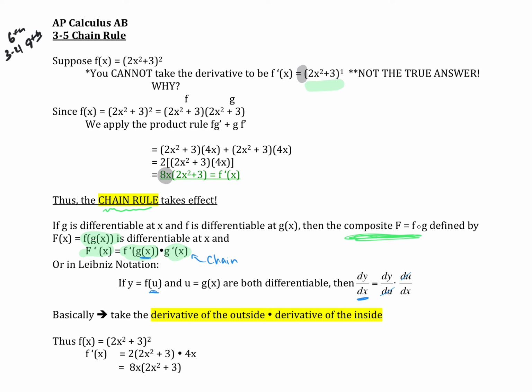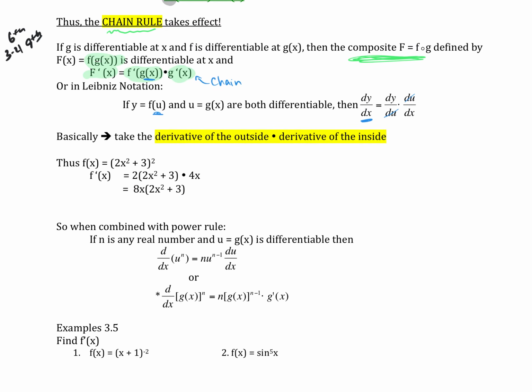So here's basically, in layman's words, what I'm trying to tell you. You take the derivative of the outside, and then you multiply it by the derivative of the inside. So going back to our original example, the chain rule is a little bit more complex than this, and we'll get into the nitty-gritty of it.